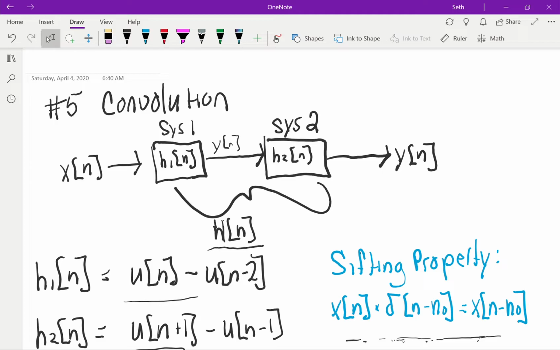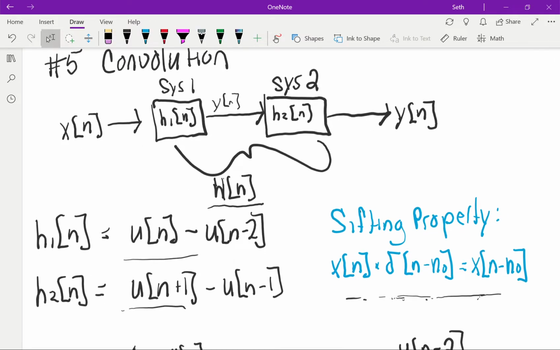Hello, we're back for the practice exam. This is number 5. It deals with discrete time convolution. We're asked to find the overall impulse response of a cascade of systems, and we've been given the impulse response for both system 1 and system 2.